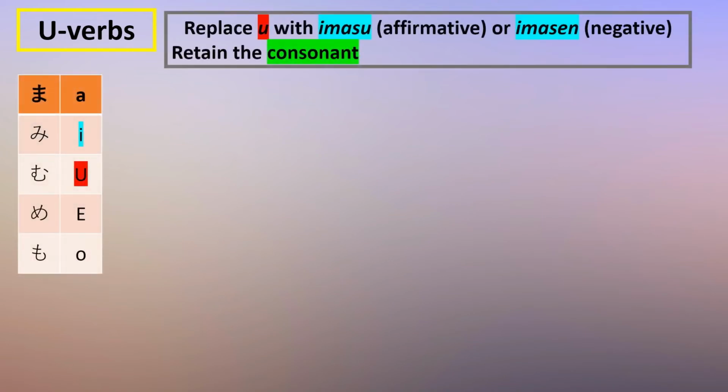Next, we have the u-verbs. So the rule here is replace the consonant u with imas or imasen. Imas for affirmative, imasen for negative. So what we do here is we retain the consonant.